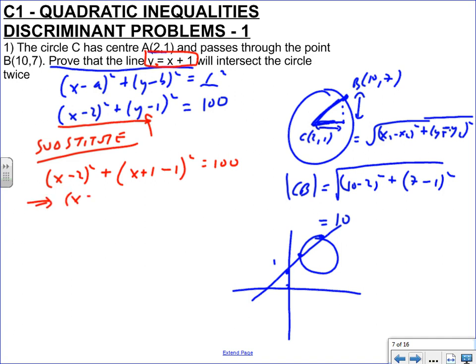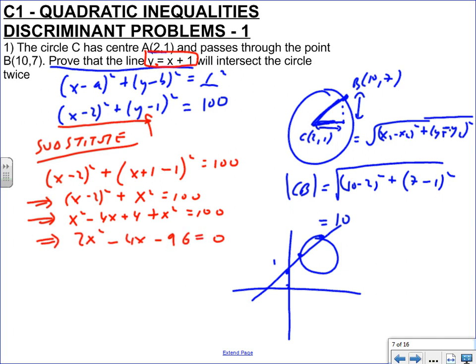So now you've got x minus 2 squared plus x plus 1 minus 1, so that's just x, squared equals 100. So therefore multiply that bracket out, just quickly expanding. Remember, if you aren't keeping up with my algebra, just stop the video and you do it all for yourself and make sure you get what's happening. So we're there. I think we're there. Okay.